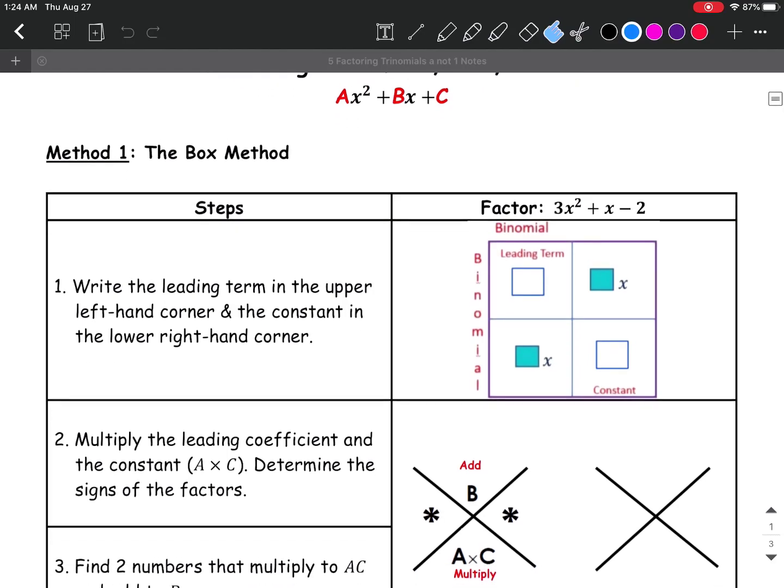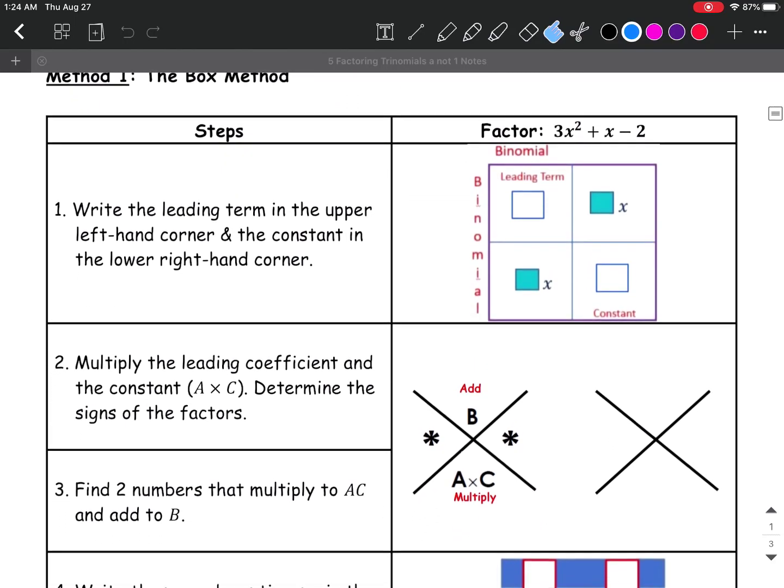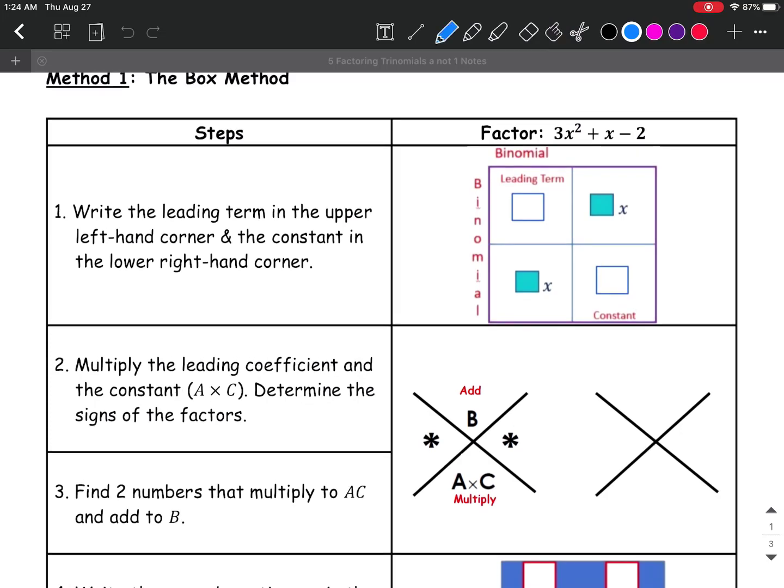So the first thing we do is we write the leading coefficient 3x squared in the upper left-hand corner. And we write the constant negative 2 down here. So notice I took the sign with it, okay? That's important. So I did bring that sign with me.